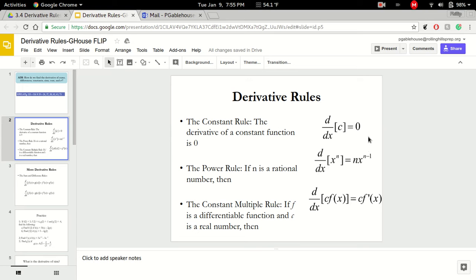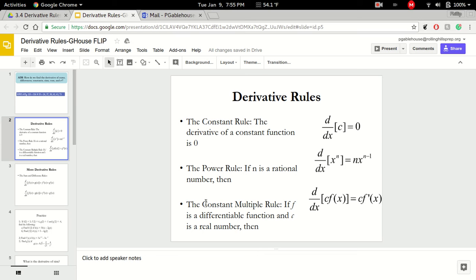At this point in the class, we have spent some time and we have found the constant rule for taking the derivative of a constant. We found the power rule by observation. I didn't do the formal proof with you guys, but you have found this by observation. And then we have the constant multiple rule. All of these can be found just by using the definition of a derivative, that limit as h approaches zero, which we've been using for finding tangent lines and whatnot. All of these can be derived using that rule.